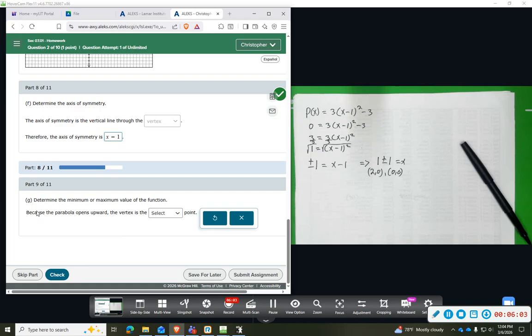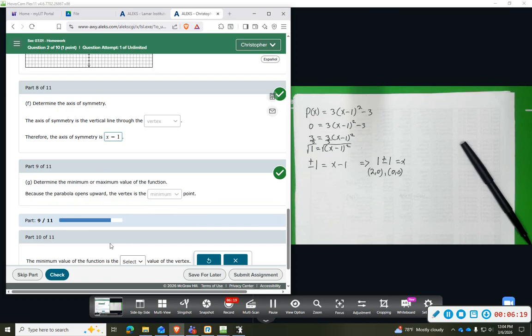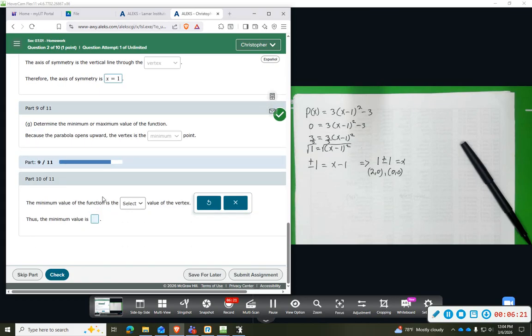Determine the minimum or maximum value. So since this parabola opens up, we will have a minimum value. The minimum value will be the y-coordinate of our vertex, which is the -3, the k value. So we're going to have a minimum. And the minimum value of the function is the y value of the vertex. Minimum value is -3.